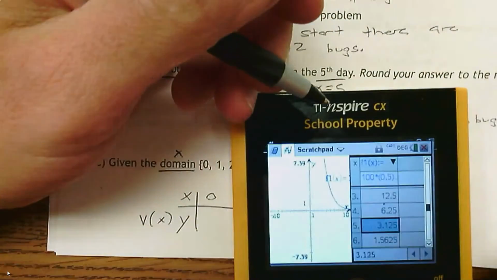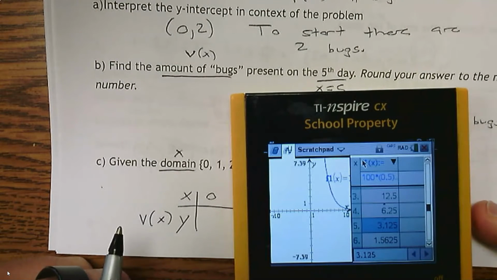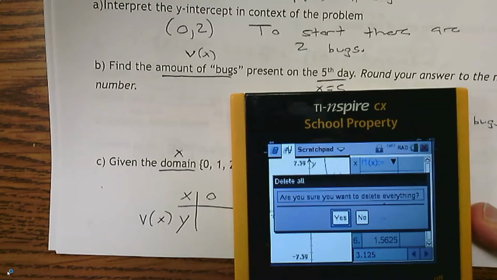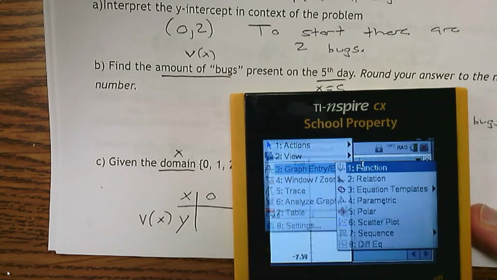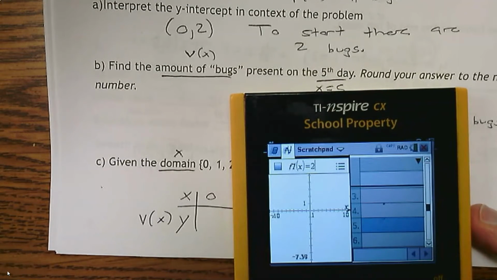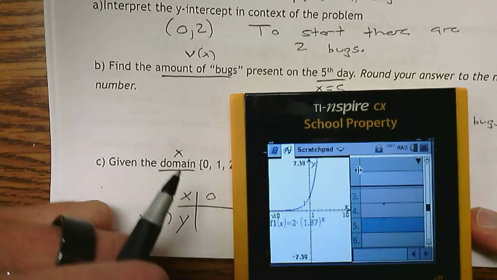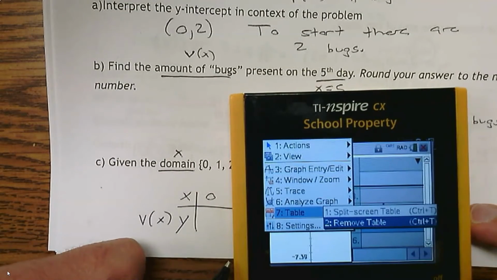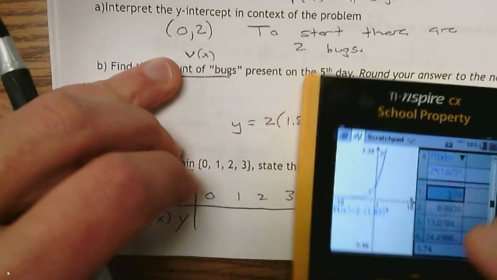So I'm just going to go to the calculator and I'm going to use this again. And I'm going to go to graph, menu, 1, 4, we'll delete everything. And I can go back to menu 3. And I'm going to graph this function 2 times 1.87 raised to the x. And there's a little bit of a graph. I'm not sure why the table's not showing up. Let me see. All right, so menu, table, split screen.